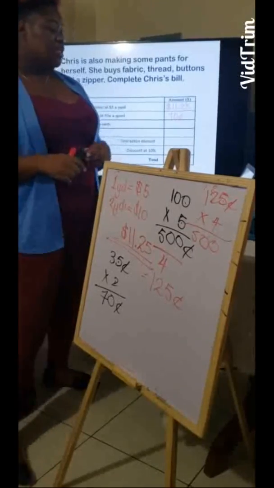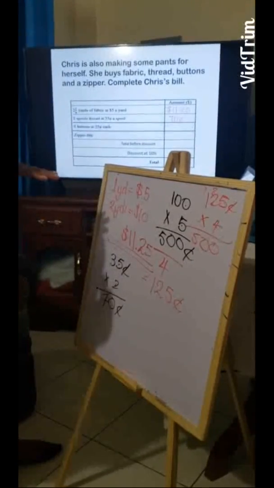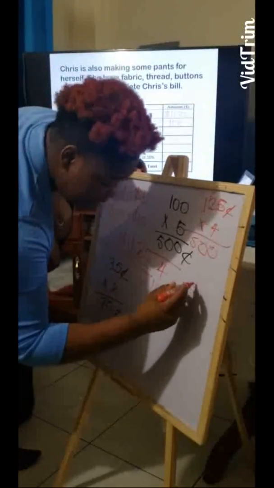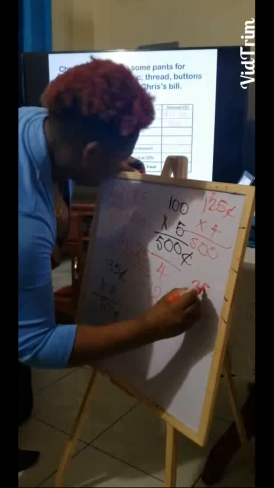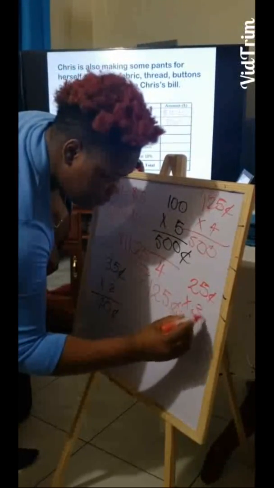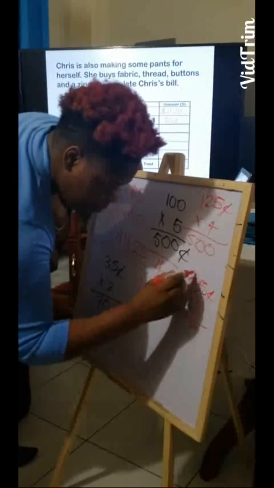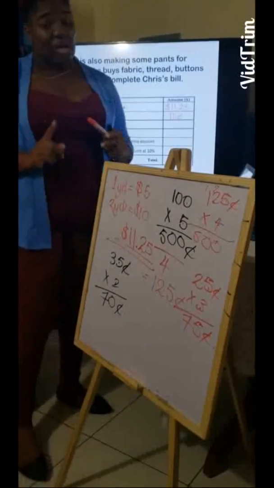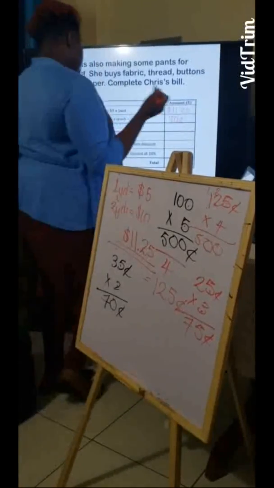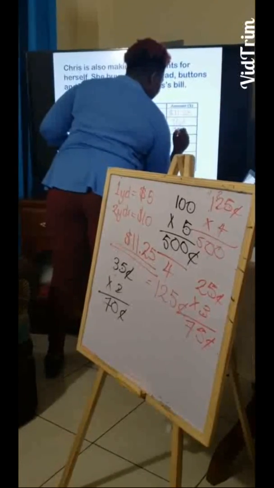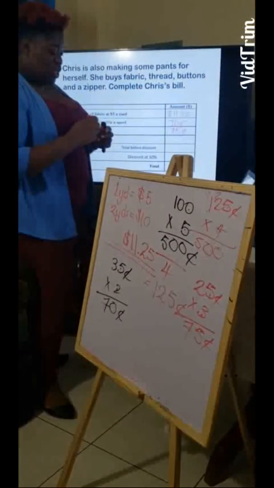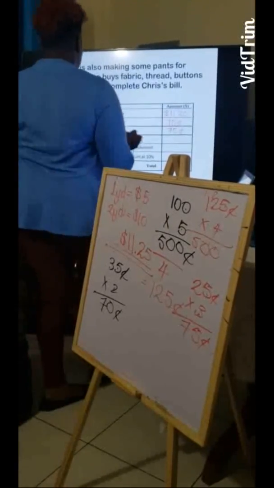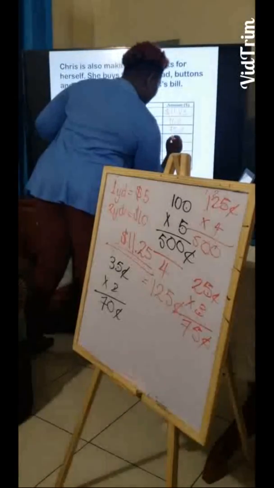All right. So now 3 buttons at 25 cents each. What do we need to do? Good job. Multiply 25 cents by 3. And there we have 75 cents. Is 75 cents enough to make a dollar? No. So we're just going to have 75 cents. Now, zipper. He needs a zipper, which is 60 cents. Just 1 zipper. So we're just going to write 60 cents.